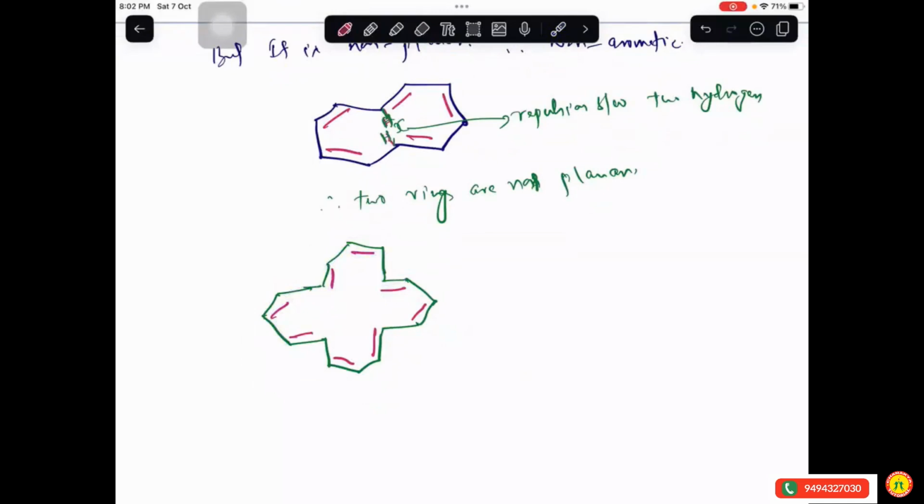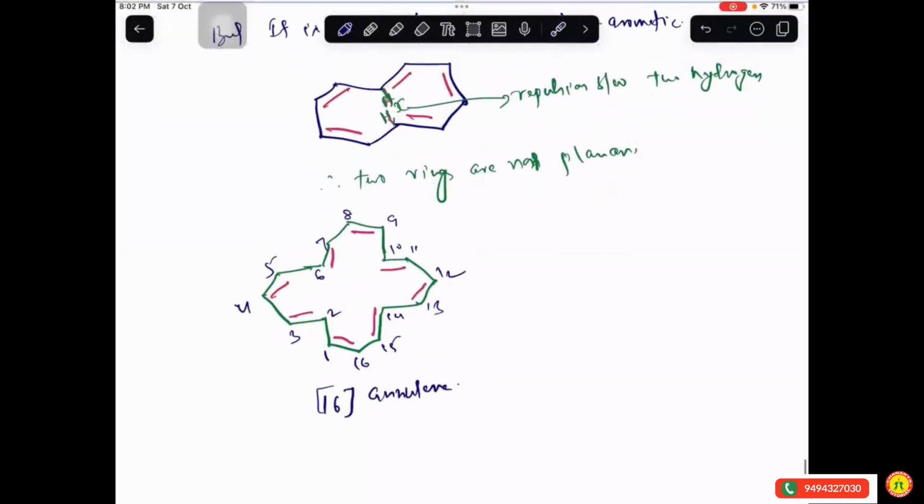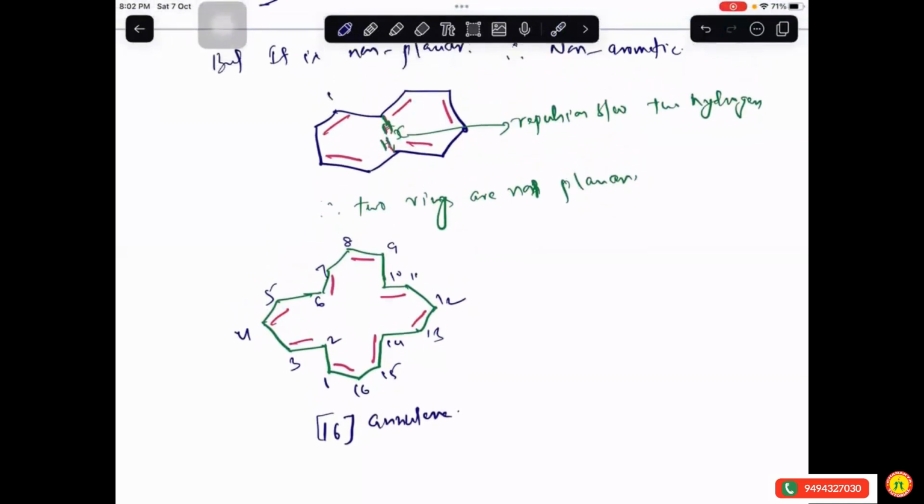See here, whenever you are writing an annulene structure, you have to give the naming and numbering like this. See here, 1, 2, 3, 4, 5, 6, 7, 8, 9, 10, 11, 12, 13, 14, 15, 16. You can give numbering from 1 anywhere. Total how many is there? 16 carbons are there. This is called the [16]annulene. Suppose 1, 2, 3, 4, 5, 6, 7, 8, 9, 10. This is called the [10]annulene.